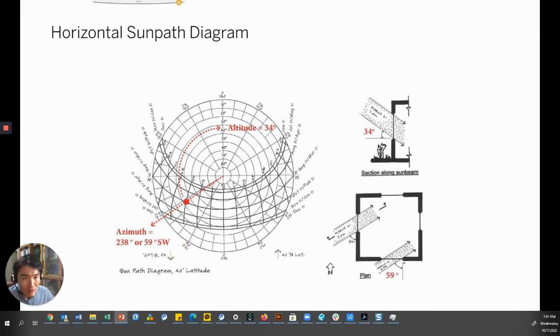With this angular information, I can visualize how solar ray is entering into my window by drawing an accurate sketch like this. Using the 34 degrees as altitude angle, I can determine how high the sun is. And on the plan drawing, using the 59 degrees, I can draw the exact direction the ray is coming from. And I can start to design my building, making a series of informed decisions.